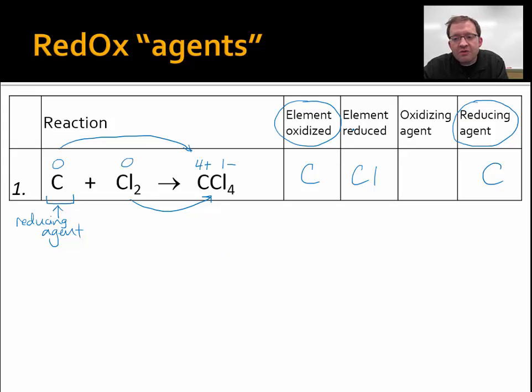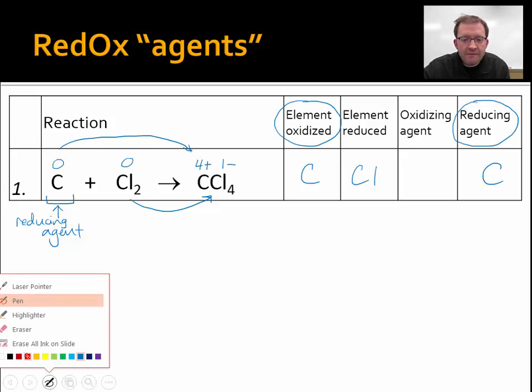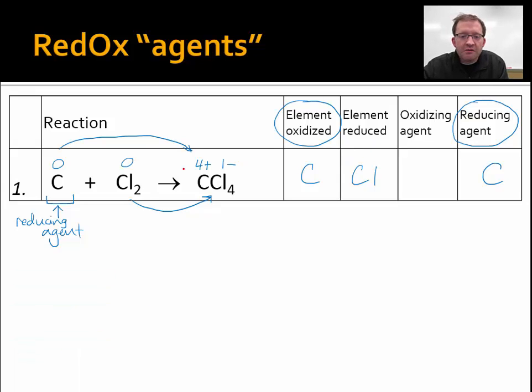So we would actually just write carbon again as the reducing agent. Chlorine is being reduced in this case, so let's use a different color. Switch it over to red here. Chlorine is being reduced from 0 to -1, and so whatever chlorine is part of as the element being reduced, it'll be part of the oxidizing agent. So these two columns go together in this example. The element being reduced, chlorine, is part of, in this case, the oxidizing agent. Now, what is it in this case that chlorine is part of? Well, it's part of nothing bigger than itself, but it is a diatomic element at least.